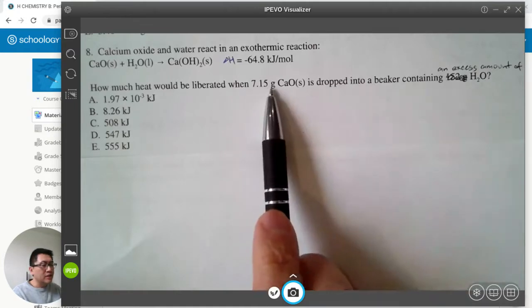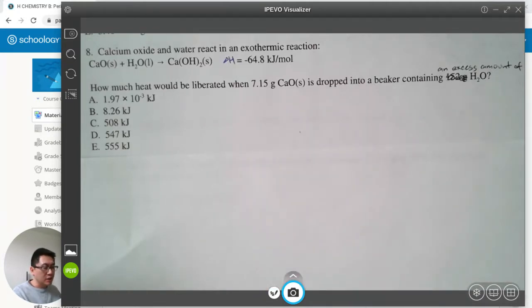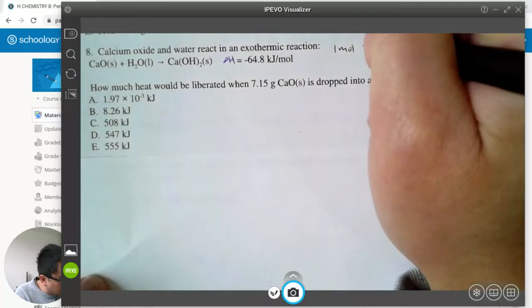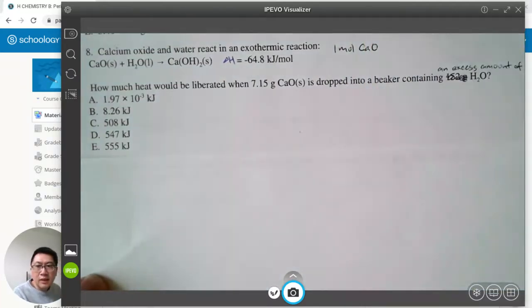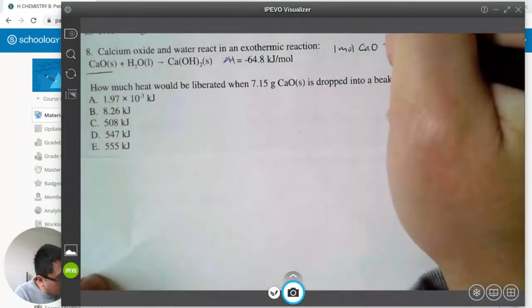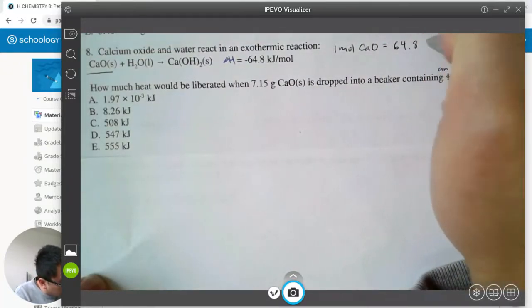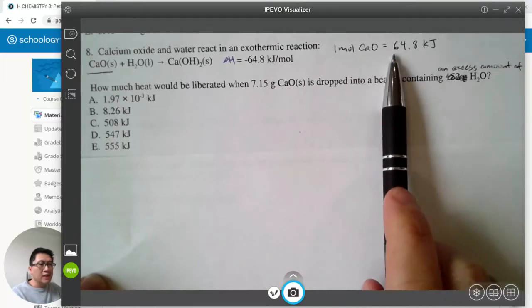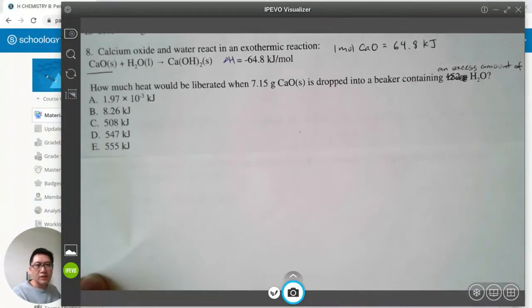Point is, if you had 7.15 grams of calcium oxide, you put it in plenty of water, how much heat will be given off? Remember, I know from this balanced equation that 1 mole of calcium oxide, that's there, coefficient is 1, gives off 64.8 kilojoules of heat. And I get that right there. It's given. I'm not going to write the negative sign in, but negative, again, exothermic. It gives off heat.